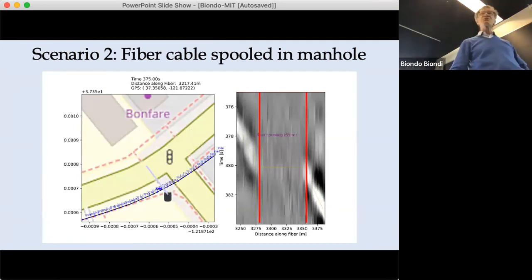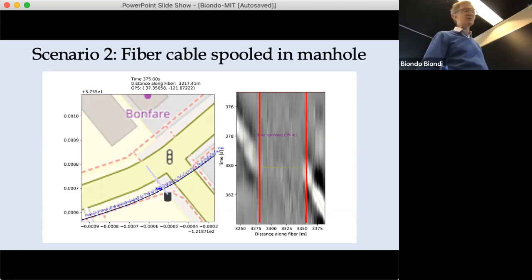So in this case, they had the manholes, and about 70 meters of fiber was pulled inside there. And so that is the region of that discontinuity there. So there is a distance along the fiber, but no distance in terms of geographical location.